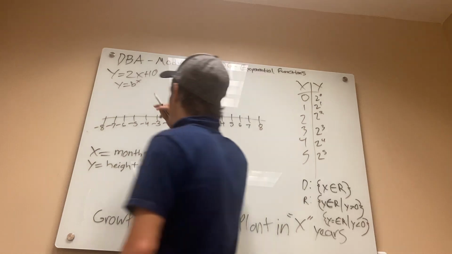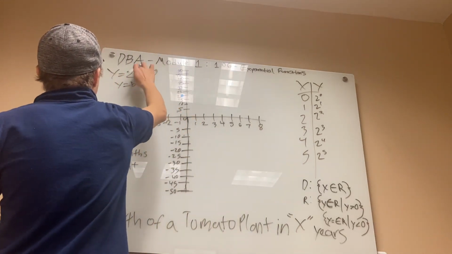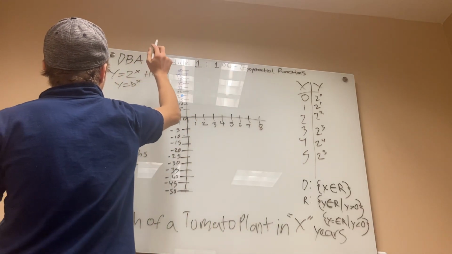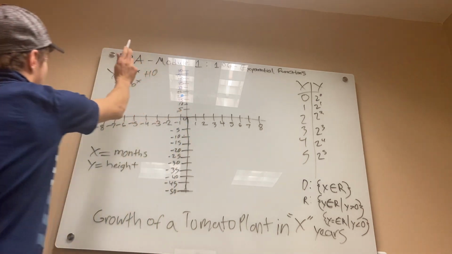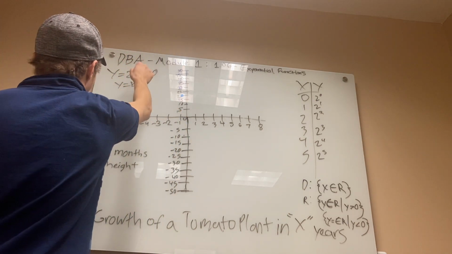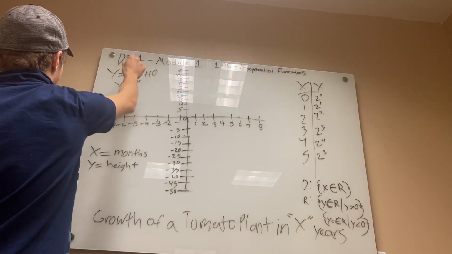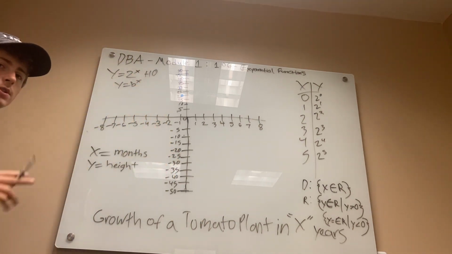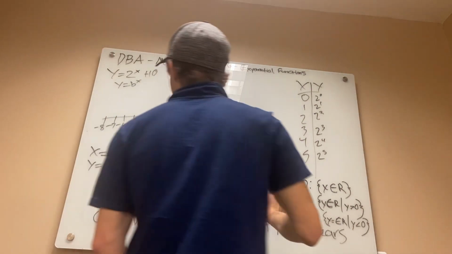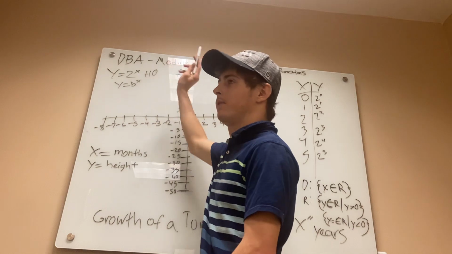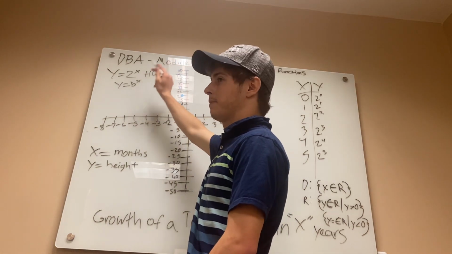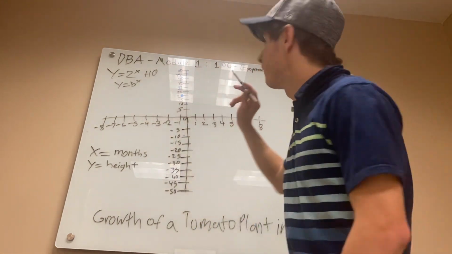Actually, you know what? I screwed up. I'm sorry. This is actually supposed to be an exponent. I drew that incorrectly. So forget what I said earlier. Just know that this equation has an exponent, y equals 2^x plus 10.